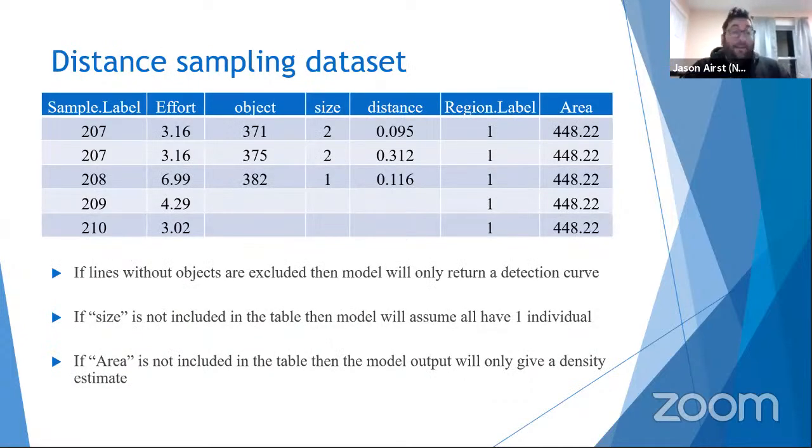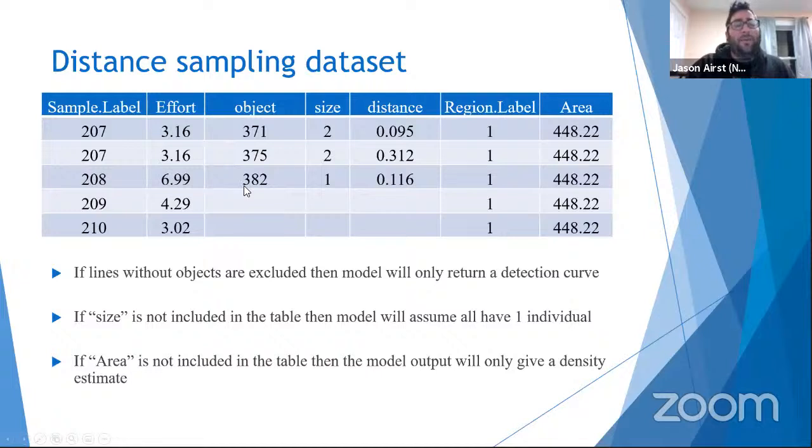So this is my flat file from my data. And you can see that the rows have kind of odd names. This is because the program requires this naming convention to work. Sample labels represent the name of each of the lines that were flown. The effort is the length of these lines.